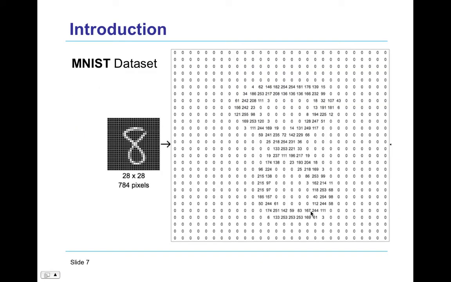So how are we going to use those data to train a network and then classify those images? The data basically have 28 by 28 pixels. It's a matrix like that, and you can see the 8 right here in the middle, represented by the large numbers.